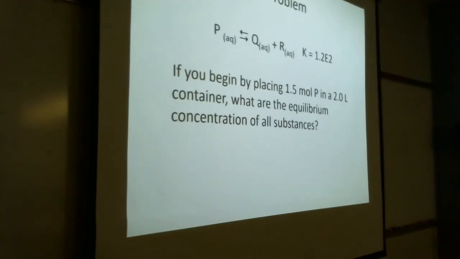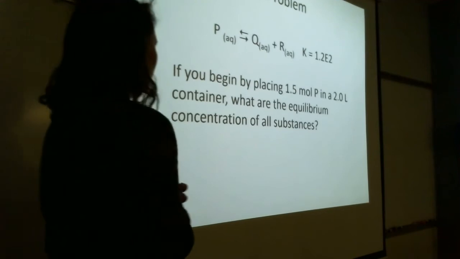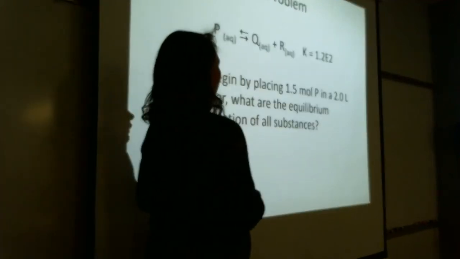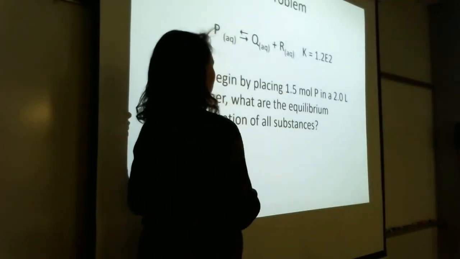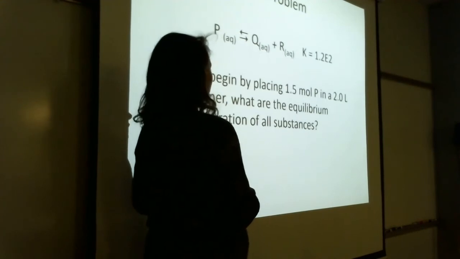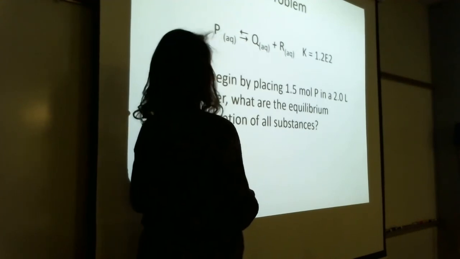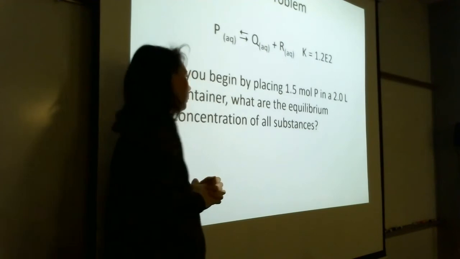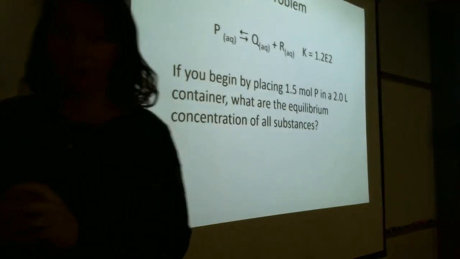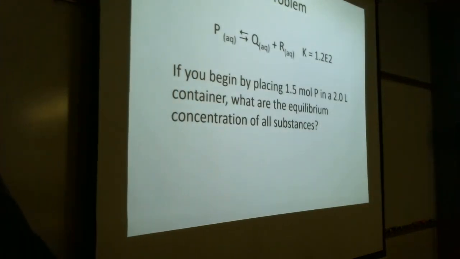So here's the last problem for you to try. P is in equilibrium with Q and R. All three are aqueous. There's your value of K. You begin by placing 1.5 moles of P in a 2-liter container. What are the equilibrium concentrations of all substances? I'll give you a second to try that.